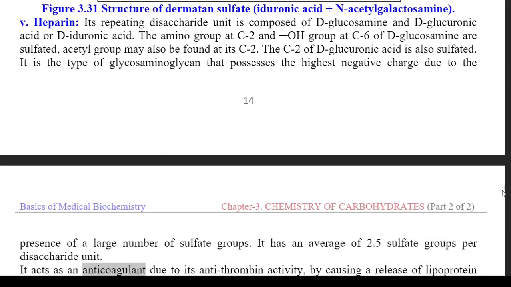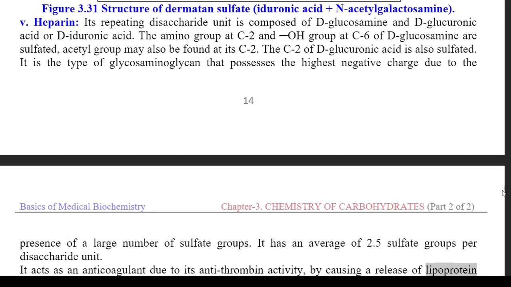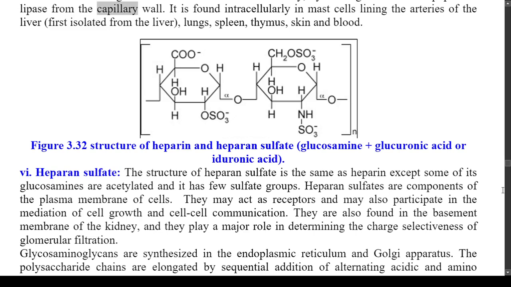It acts as an anticoagulant due to its antithrombin activity, and by causing a release of lipoprotein lipase from the capillary wall. It is found intracellularly in mast cells lining the arteries of the liver, first isolated from the liver, lungs, spleen, thymus, skin, and blood. Figure 3.32: Structure of heparin and heparan sulfate, glucosamine plus glucuronic acid or L-iduronic acid.